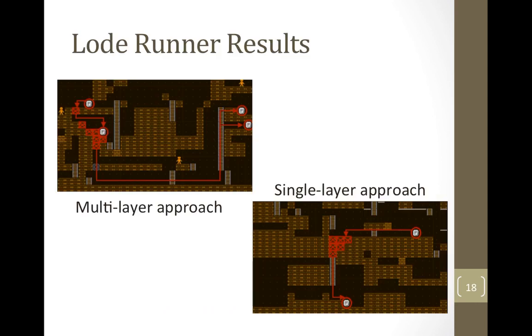All right, so now we're going to move on to the Loadrunner results. So here are just two examples, one level sampled with the multi-layer approach with a potential path annotated, and one with the single layer approach with an annotated path.